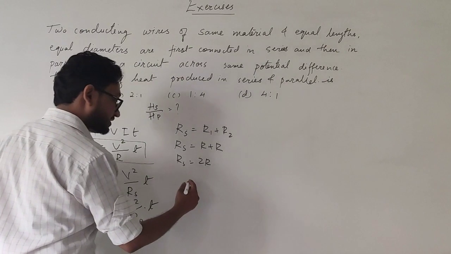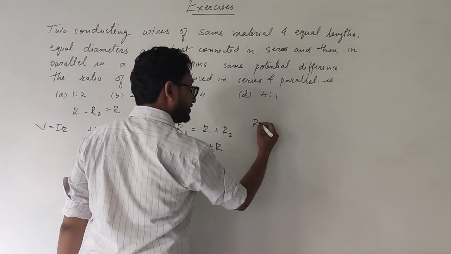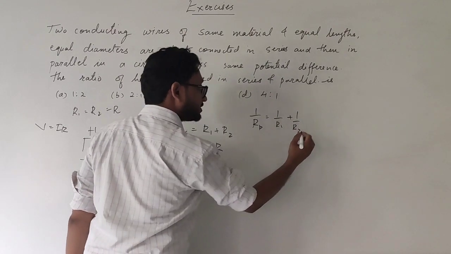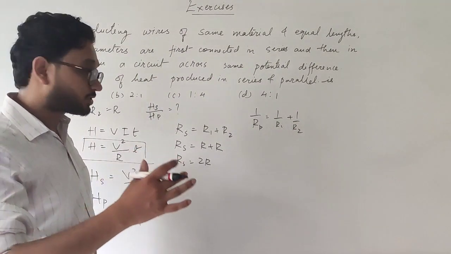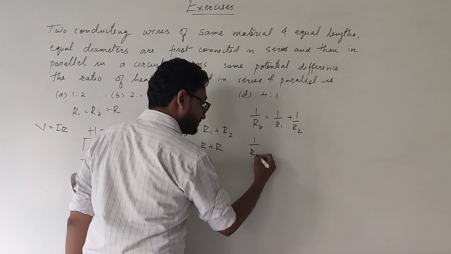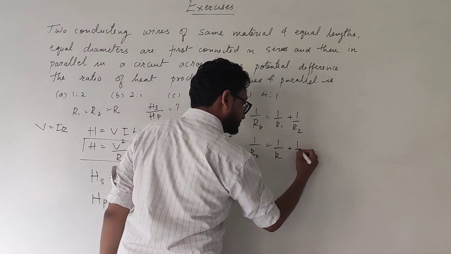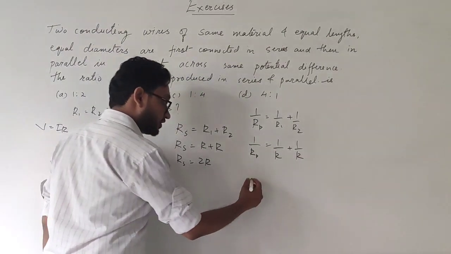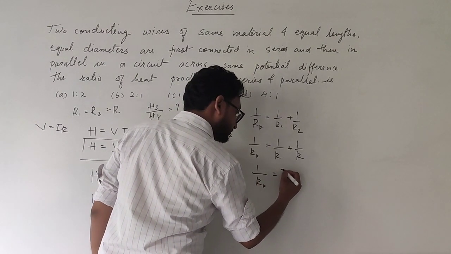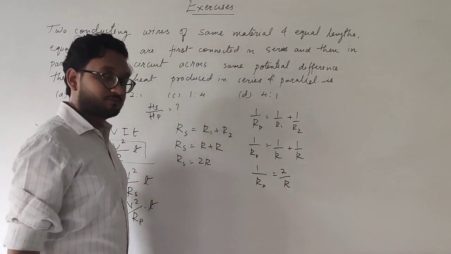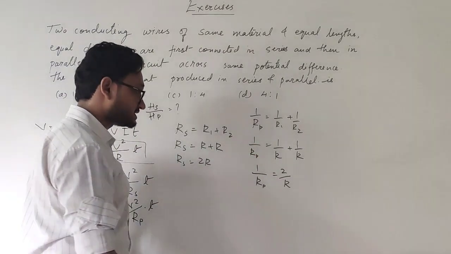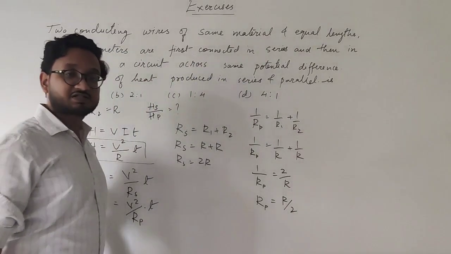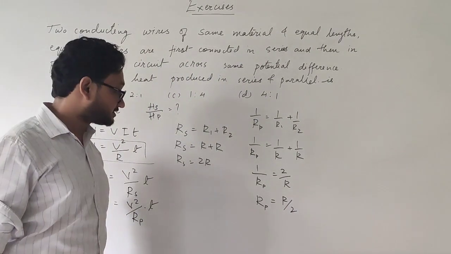Similarly, resistance in parallel. 1 upon Rp is 1 upon R1 plus 1 upon R2, because parallel resistance is in a reciprocal form. So now we know that 1 upon Rp is 1 upon R plus 1 upon R. Now they both are same, so the numerator will be added. So what you get is 1 upon Rp is equal to 2 upon R. Now you do the reciprocal of this to find the total resistance. So the total resistance Rp is R by 2. This is how you find the total resistance. I think we have already studied that.